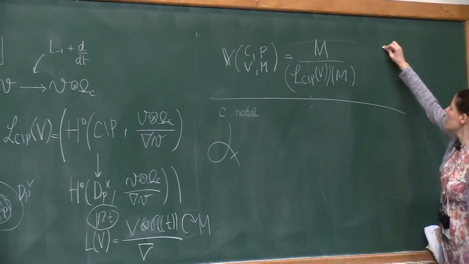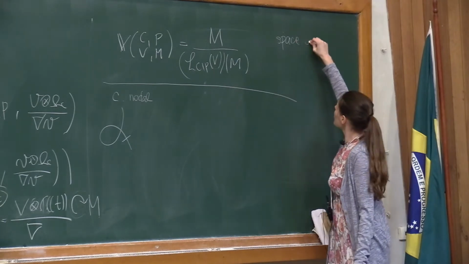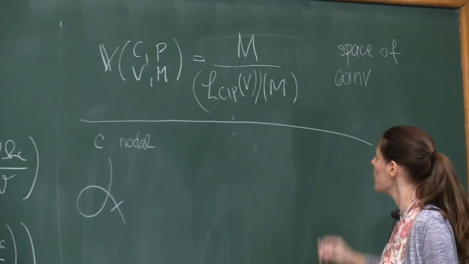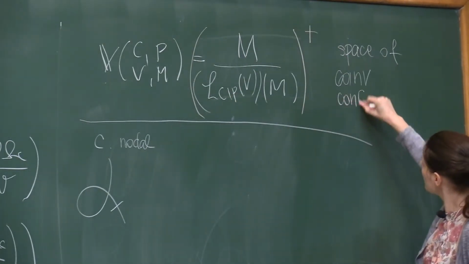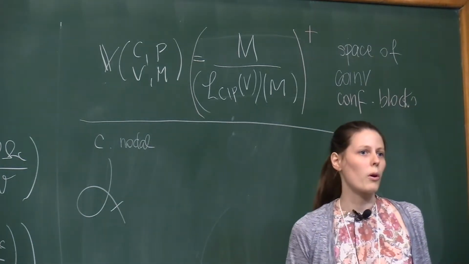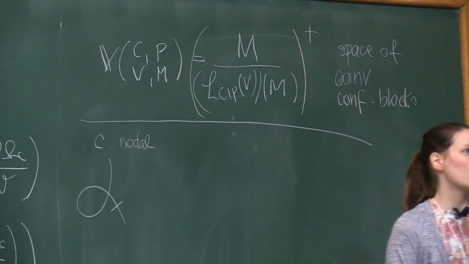And this is called, maybe I just say it out loud without writing, the space of coinvariance. And its dual is the space of conformal blocks. Just to set some terminology that I think I didn't write down before. Well, how do we define this space of coinvariance in the case of nodal?